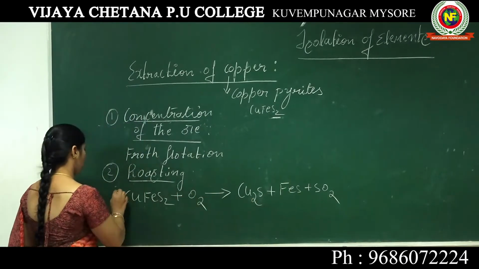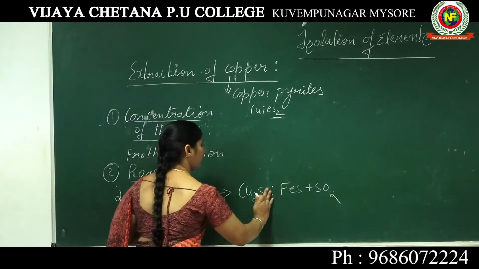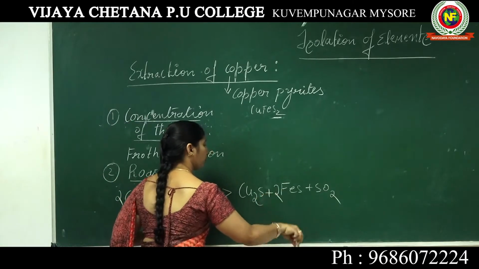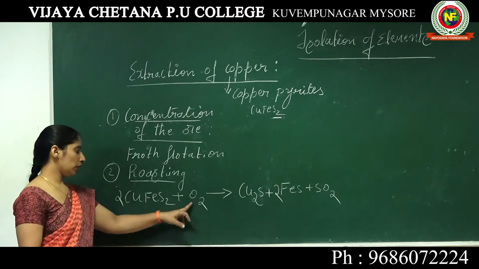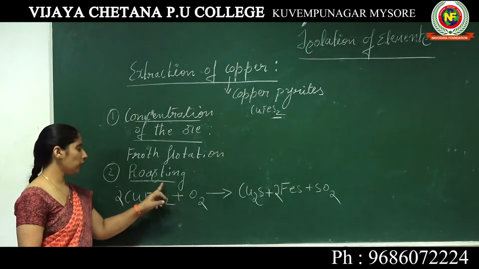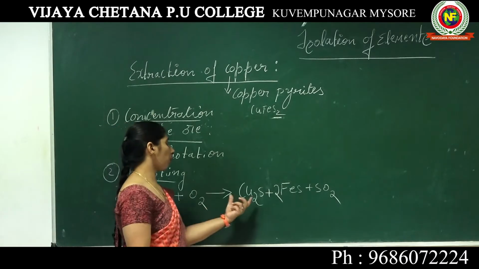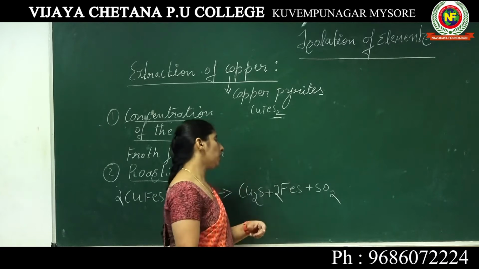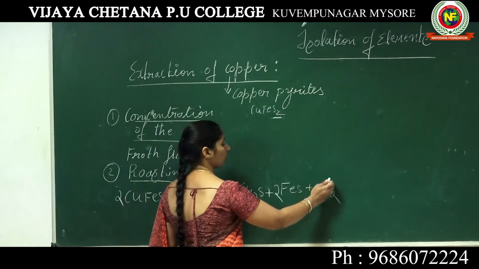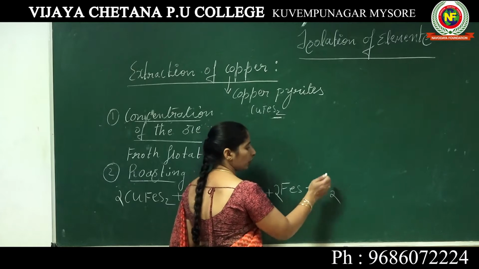Cu2S plus 2FeS. Now it's balanced. So here the copper pyrite ore is heated, the process that is roasting, in the presence of oxygen, forming cuprous sulfide and ferrous sulfide, where the sulfur dioxide, the volatile gas, will escape.